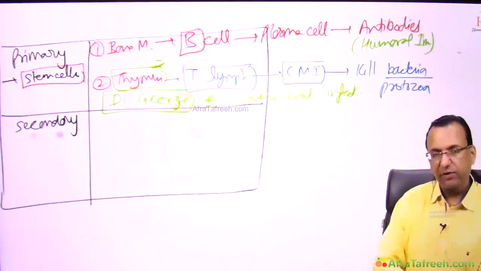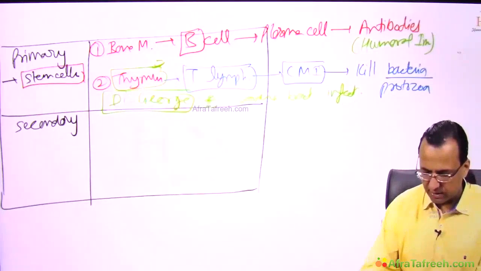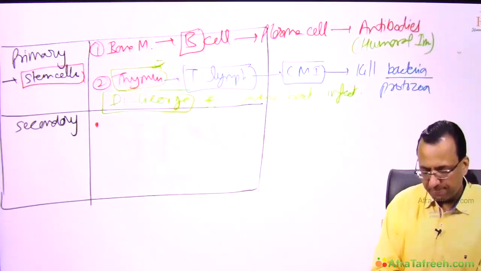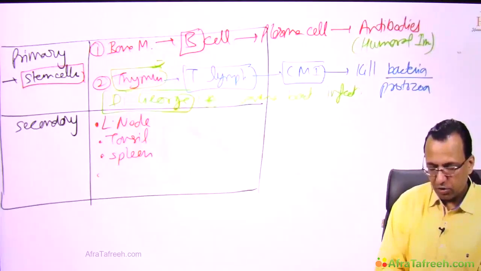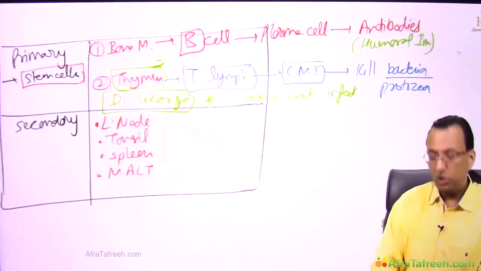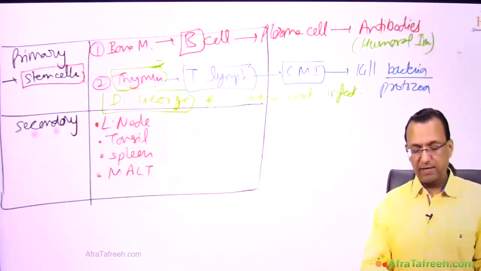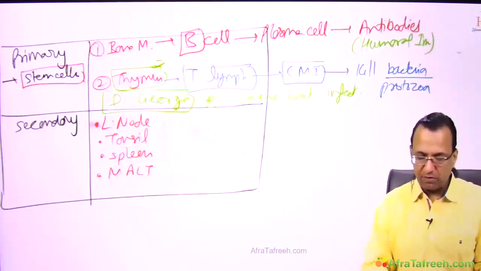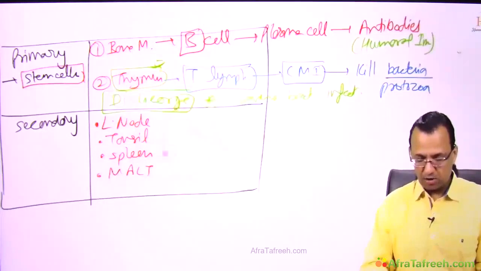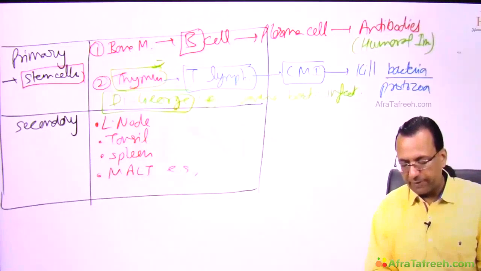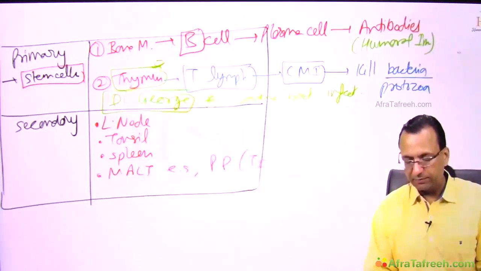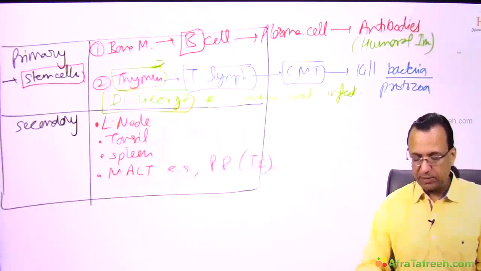What about the secondary lymphoid organs? Secondary lymphoid organs, we have many. Let me enumerate them. Yeah, tell which one. Could be the lymph node, or the tonsil, or the spleen, or the MALT. So, when you talk about secondary lymphoid organs, they do not have stem cells, like lymph node or tonsil or spleen or MALT. For MALT, we have already discussed, it could be Peyer's patches in the terminal ileum. Peyer's patches in the terminal ileum is MALT.